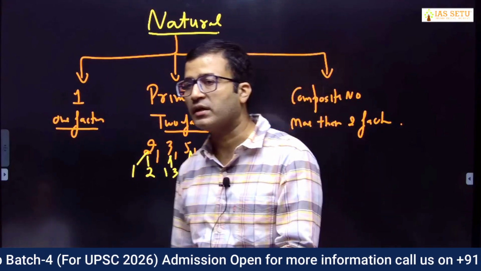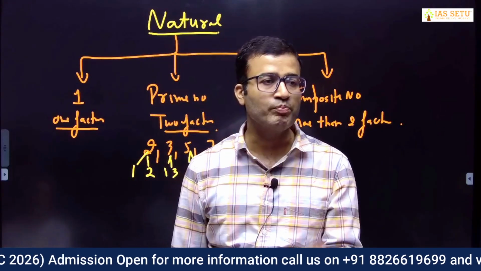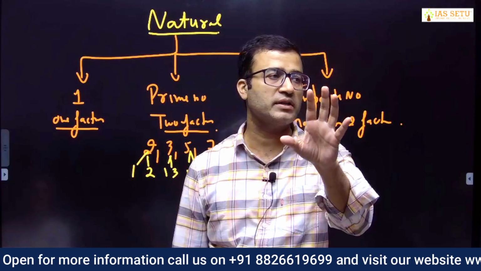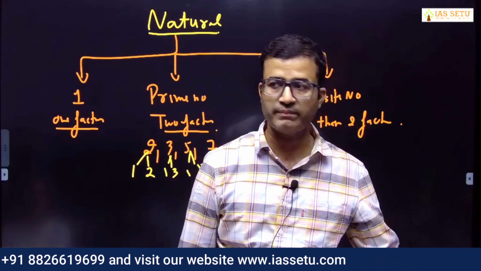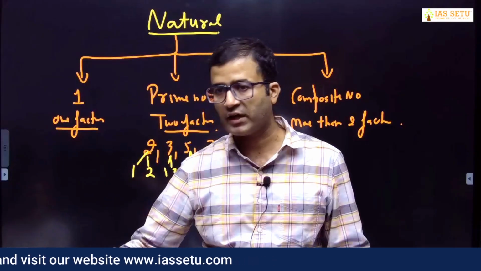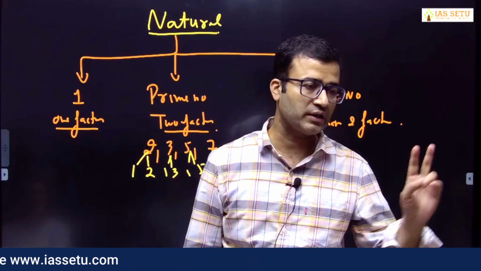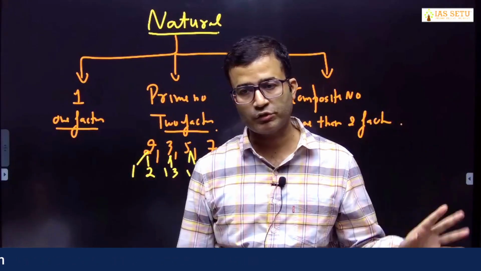मतलब जो आपने रटा है उस पे भी आता हूं मैं, but the main point here is natural numbers have been categorized in 3 parts: 1, prime number, composite number. 1 has exactly 1 factor, a prime number has 2 factors, whereas a composite number has more than 2 factors.